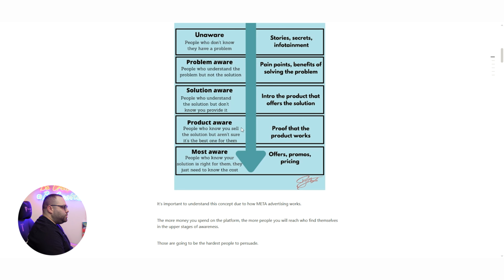Product aware, people who know you sell the solution but aren't sure. So this is the proof of concept, proof that the product works, testimonials, all of that. Most aware, people who know your solution is right for them. They just need to know the cost, offers, promos, pricing to convince them to convert.